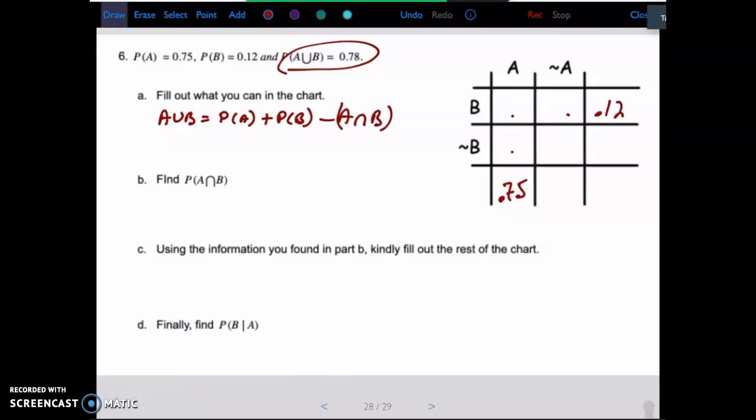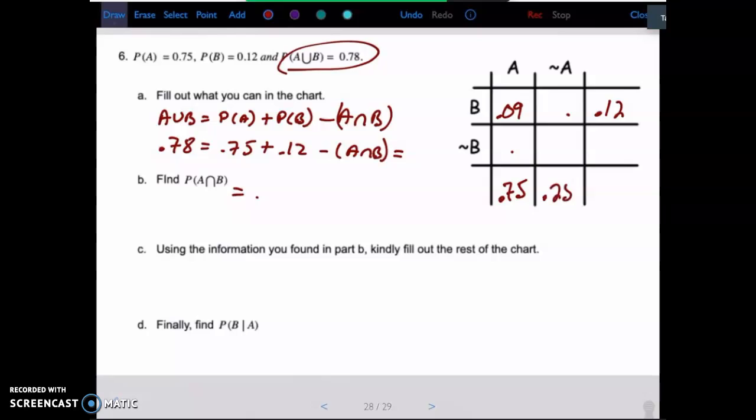So let's plug in some numbers now. We have the probability of the union equals the probability of A, which is 0.75, plus the probability of B, which is 0.12, minus the intersection. And then we can do some simple algebra to figure out what the intersection is. So we got 0.78 minus 0.75 minus 0.12 times -1. We get this to be 9%. So the intersection is 0.09. And now that you have 0.09, you can figure out the rest of the information.